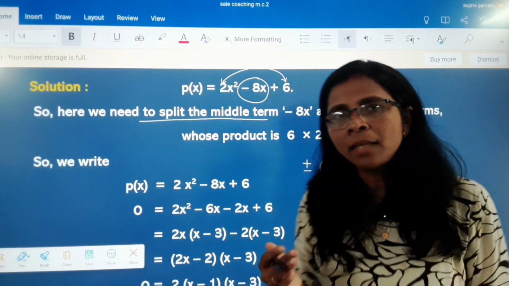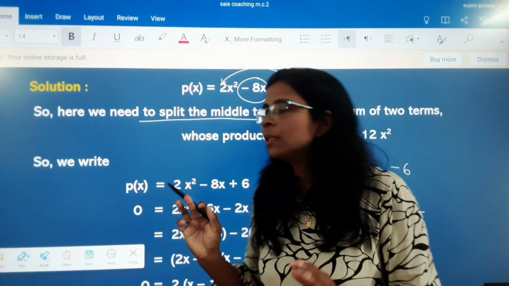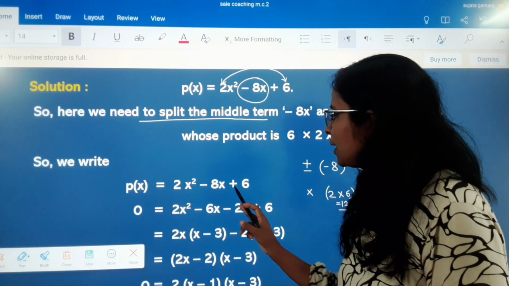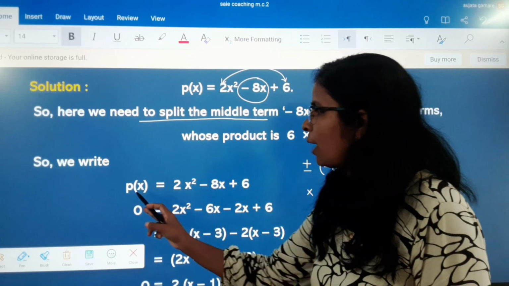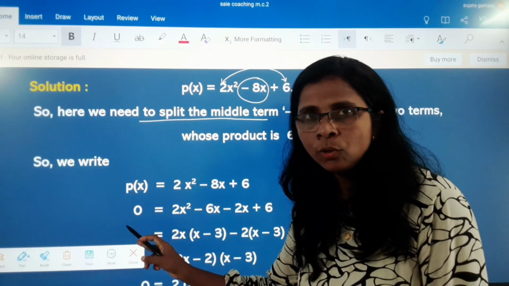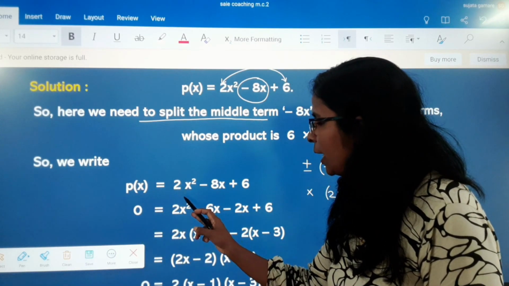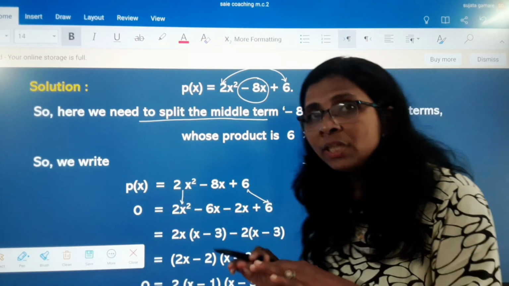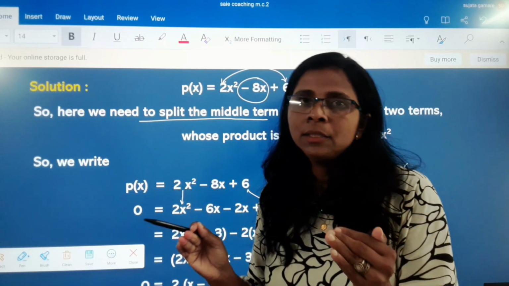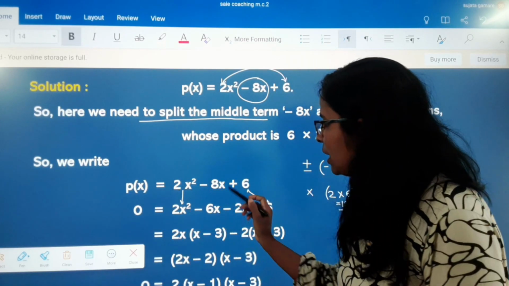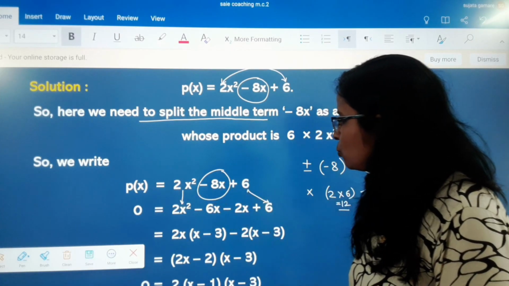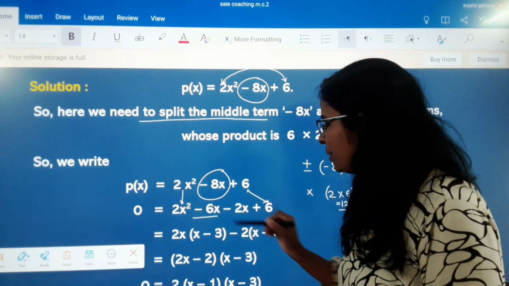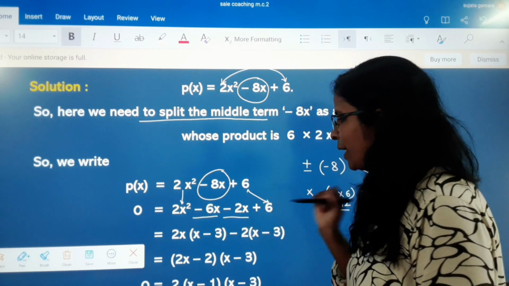Now it is time to arrange the polynomial. So first write down p of x is equal to 2x square minus 8x plus 6. Okay. So now the value of the polynomial is 0. So write here 0. Now write the first term as it is, and the last term as it is, with their signs. Now split this minus 8x. So now we get the values minus 6 and minus 2. So write them with their variable, minus 6x minus 2x.